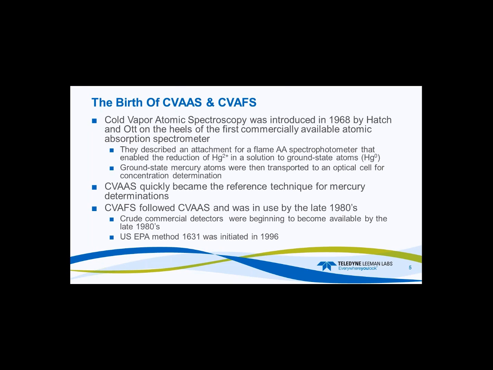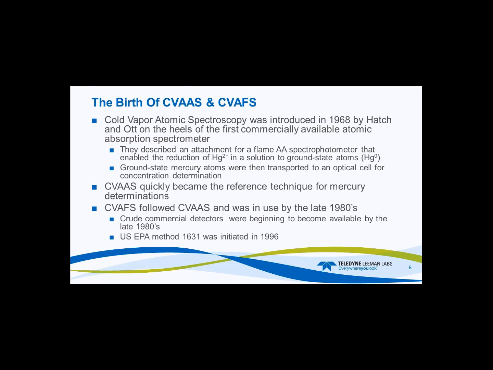So a little bit about atomic absorption. Atomic absorption spectroscopy for cold vapor was introduced in 1968 by Hatch and Ott, on the heels of the first commercially available atomic absorption spectrometer. In their work, they described a device where you could introduce mercury in the 2+ state and then reduce it to the ground state, and then from there it would go into an optical cell for concentration determination.